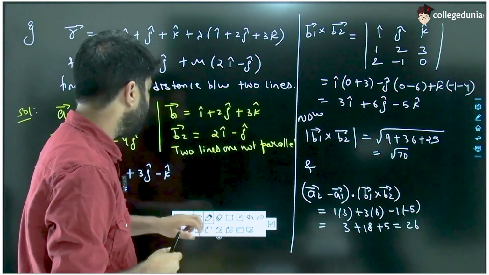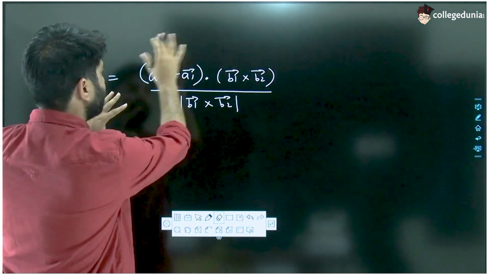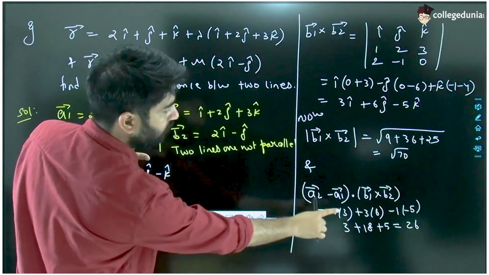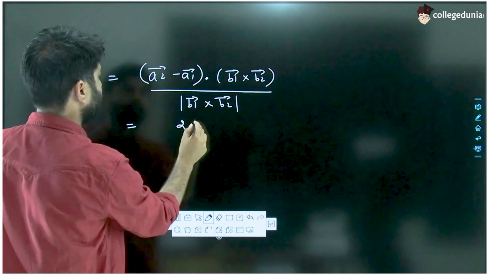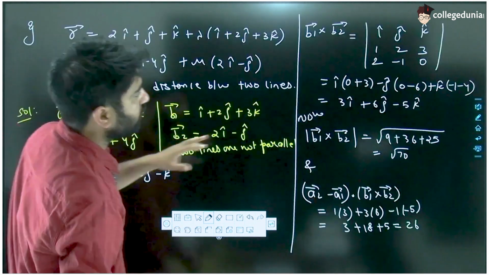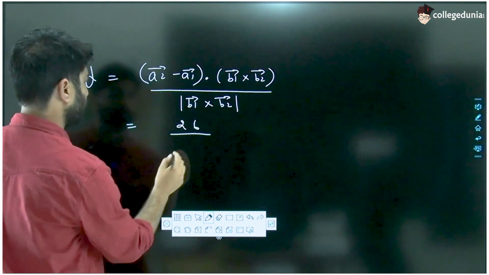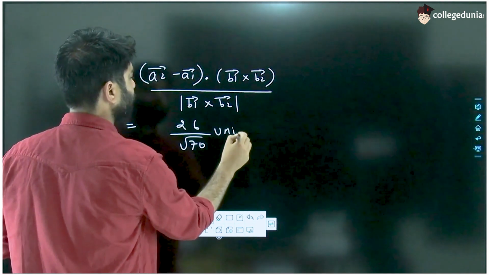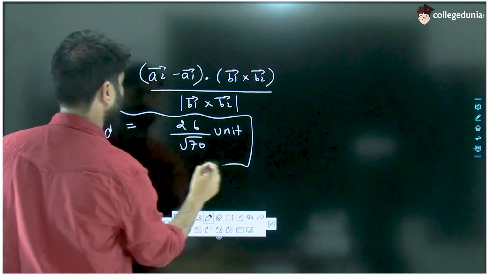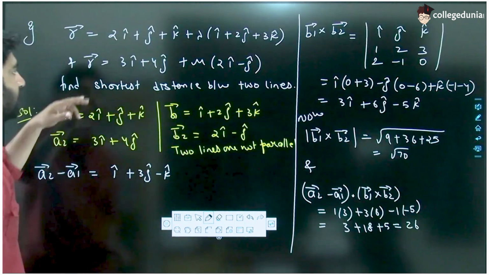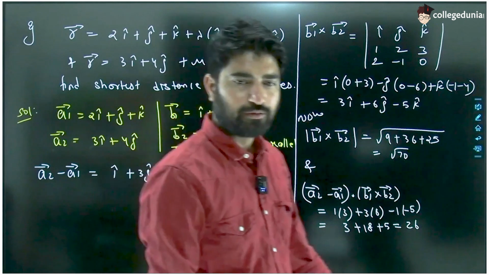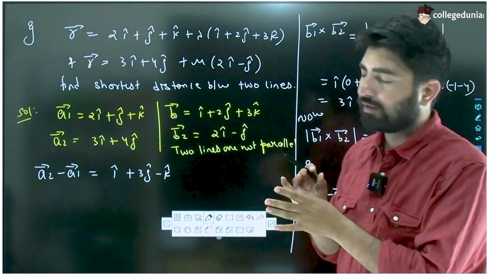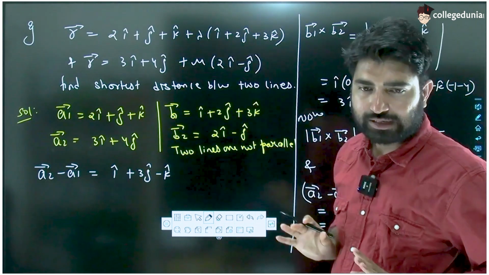Now at the end, we will put all these terms in this formula. The dot product of a2 minus a1 dot b1 cross b2 is 26, and the magnitude of b1 cross b2 was root 70. So guys, this is the distance between these two skew lines. Okay. So guys, this is the situation when two lines are neither parallel nor intersecting.